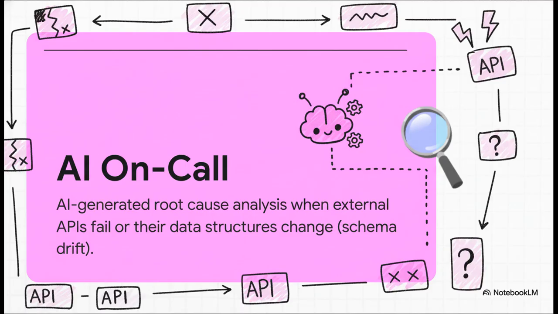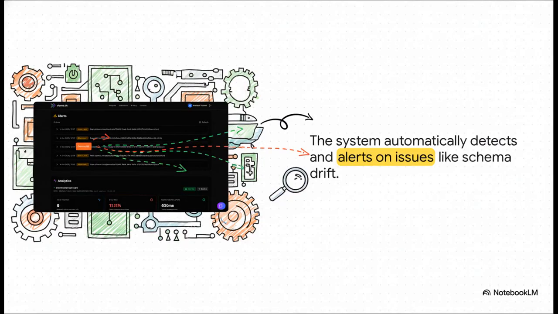But the platform goes way beyond just metrics with this killer feature called AI On-Call. It's actively watching for problems with the external APIs you depend on, especially for sneaky stuff like schema drift. That's when an API you're calling just silently changes its data format without telling you. And here's what that actually looks like. The alerts panel is flagging schema drift. The system automatically caught that an upstream API changed its response. This prevents those silent, hard-to-debug failures that are an absolute nightmare for developers.